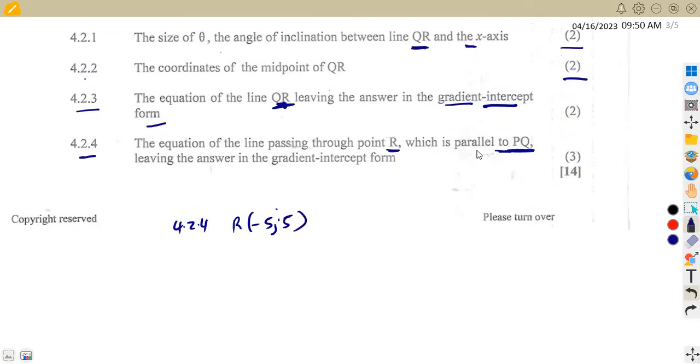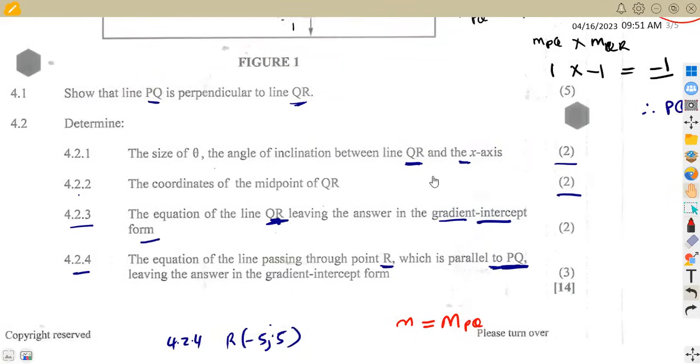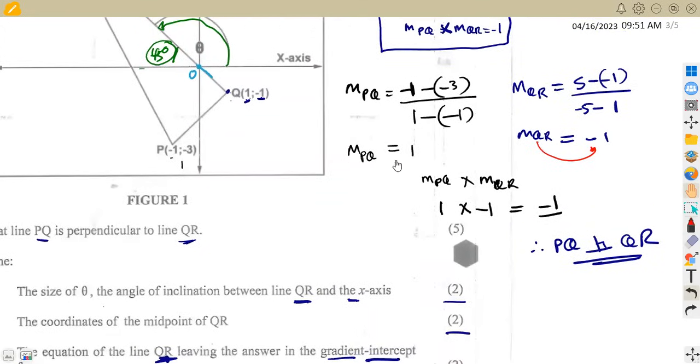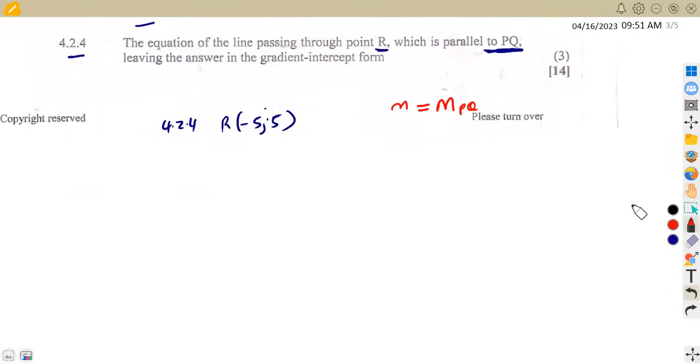All right. Then the line that we are going to have, which passes through this point, is parallel to PQ. What does it mean? For parallel lines, it means the gradient of this line, which is going to pass through R, is equal to the gradient of line PQ. Do we have the gradient of PQ? Yes, we calculated this gradient of PQ before on the first part, when we were asked to show that these are perpendicular. We saw that the gradient of PQ is equal to 1. So the gradient of this line that we are supposed to determine the equation of is 1.